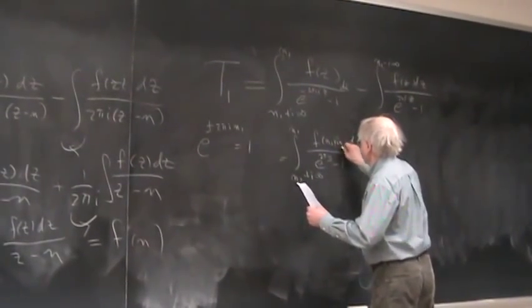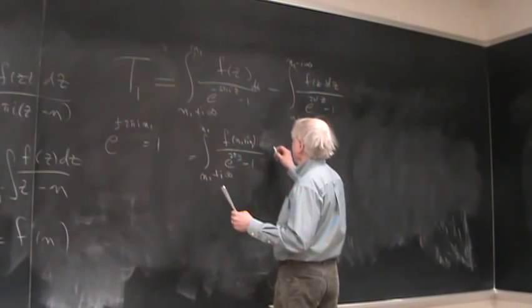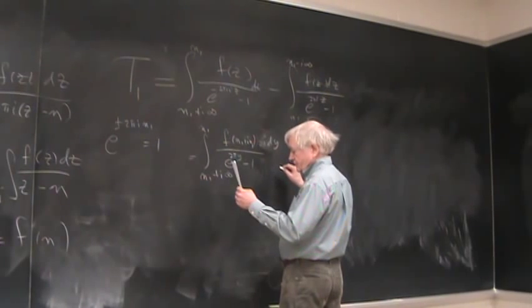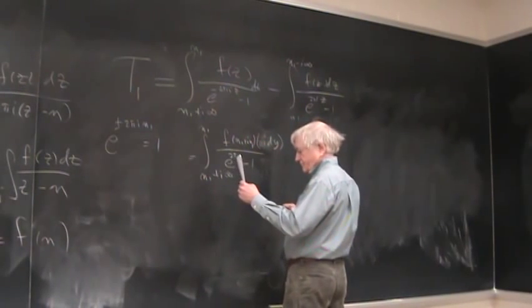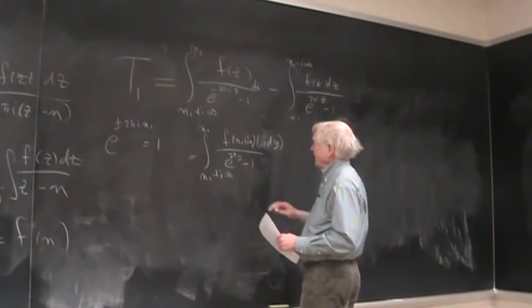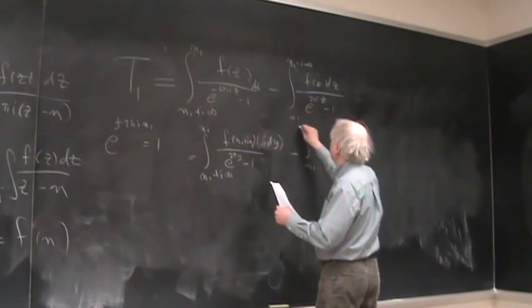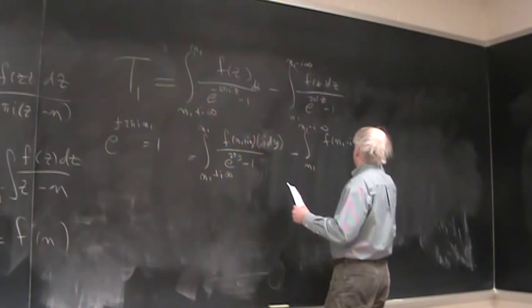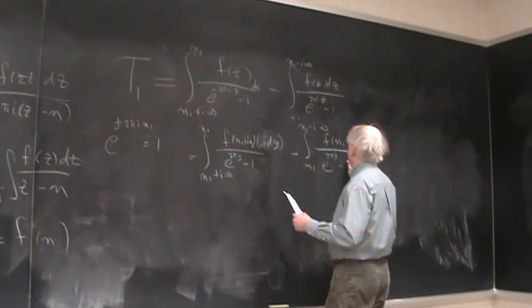N1 plus iy and dz at the moment here is minus I dy. Dz is actually I dy. We'll get a minus sign when we flip the integration variables. And then over here, we have the integral from n1 minus I infinity of f of n1 minus iy dIy over e to the 2 pi y minus 1.